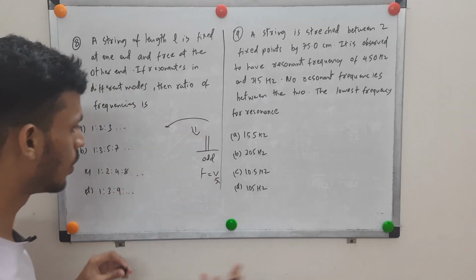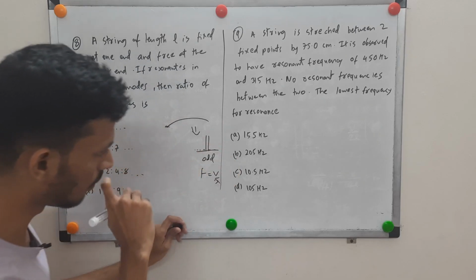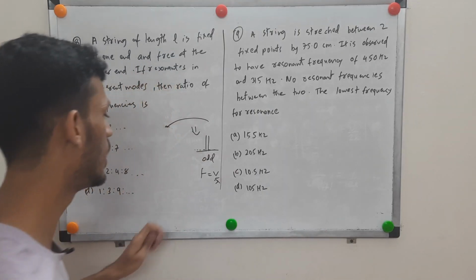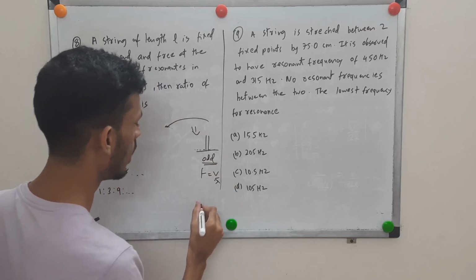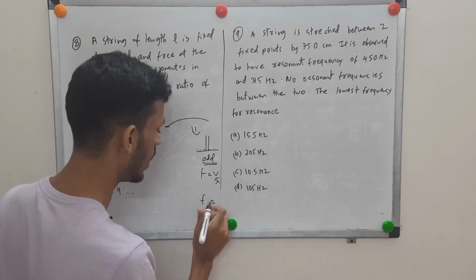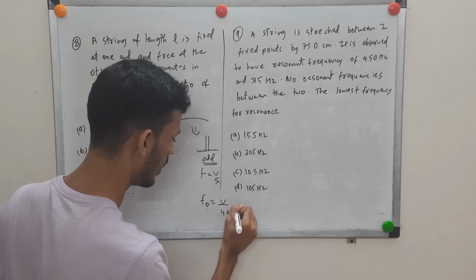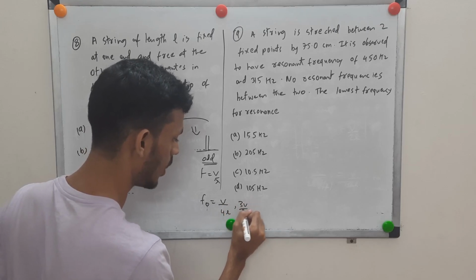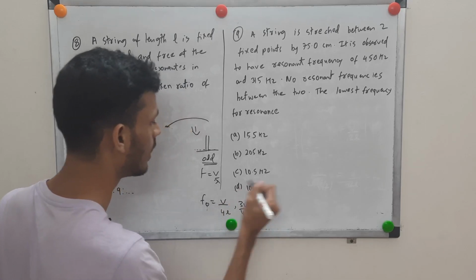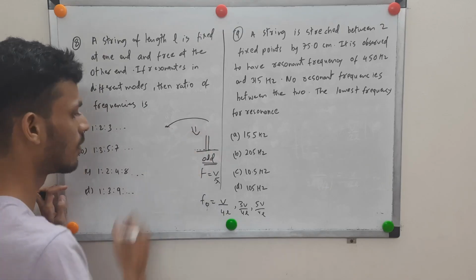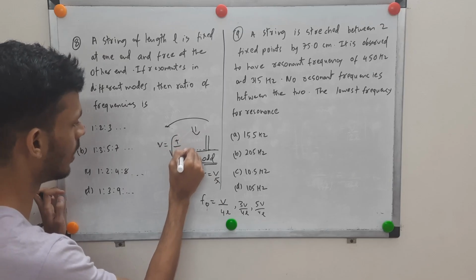For a pipe closed at one end, you'll have only the odd harmonics, meaning your fundamental frequency f1 will be V by 4L, and then it will be 3 times V by 4L, and then 5 times. Only the odd ones are present, so 1, 3, 5. Here also the case will be the same, only the V will change. V is actually under root T by mu in the case of a string.